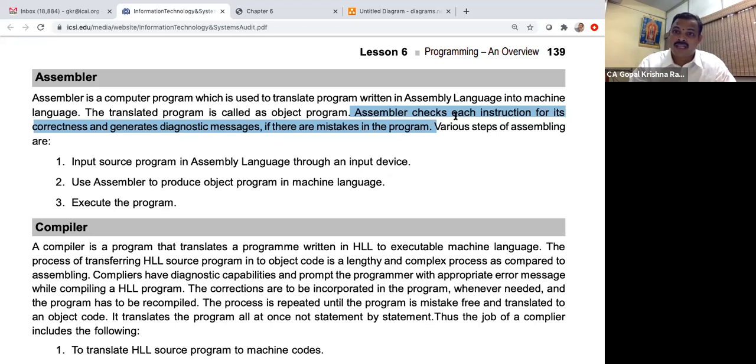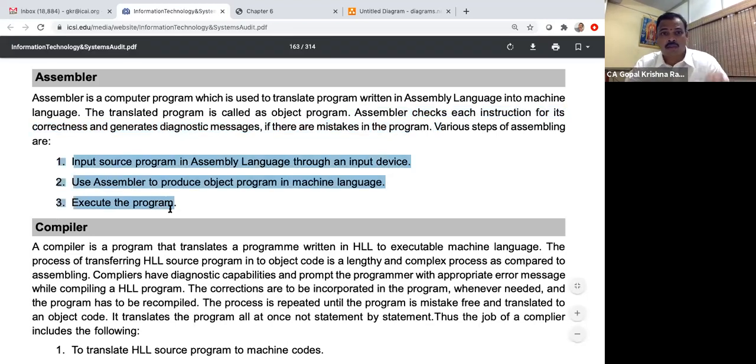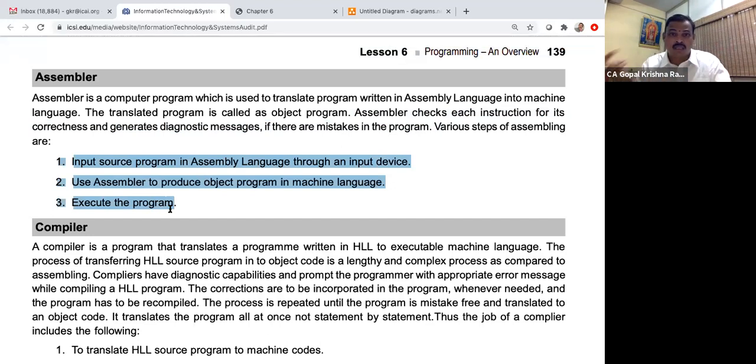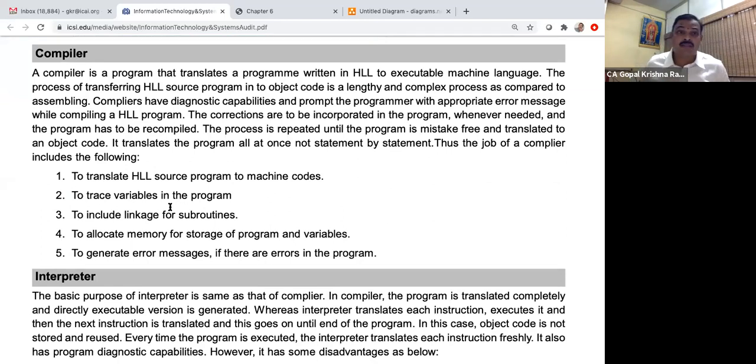So the various steps of assembling are these. First give the input, the assembler will compute, and then execute the program. This is where there will be a term called loader and linker. I'll explain loader and linker also. And very important, guys, after the compiler I'm taking you to the algorithm and flowchart, because that's very important. That's the question actually asked in the examination, and sometimes it is an 8-mark question also. 4 marks, 8 marks, so please be careful.